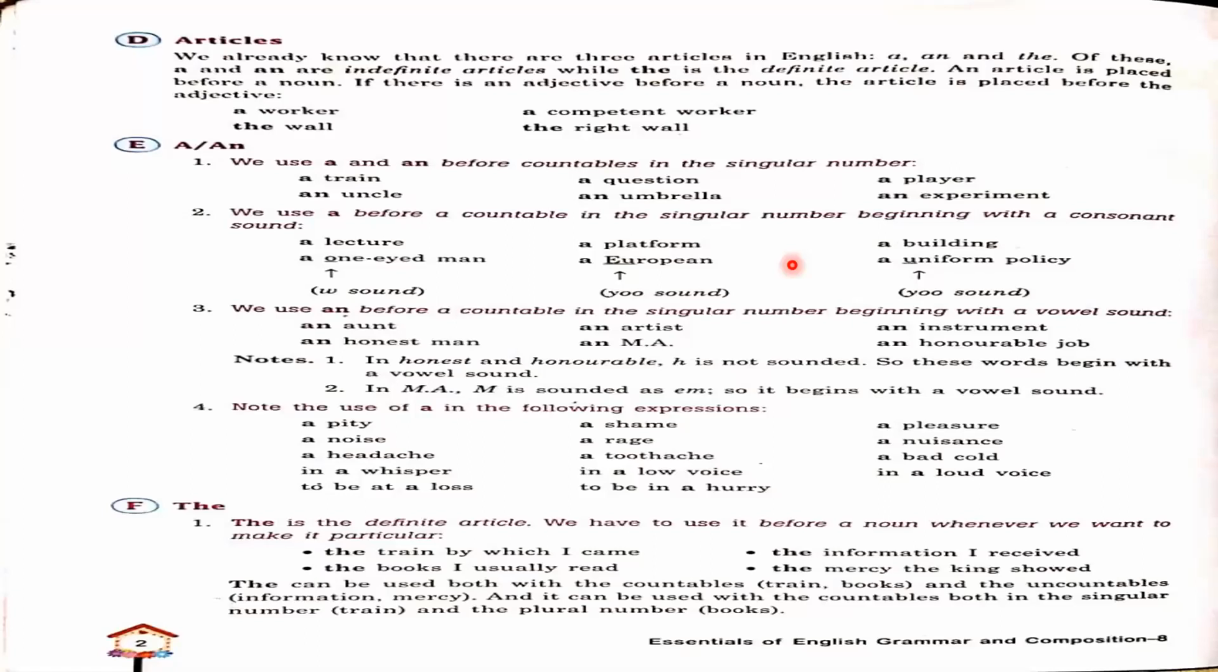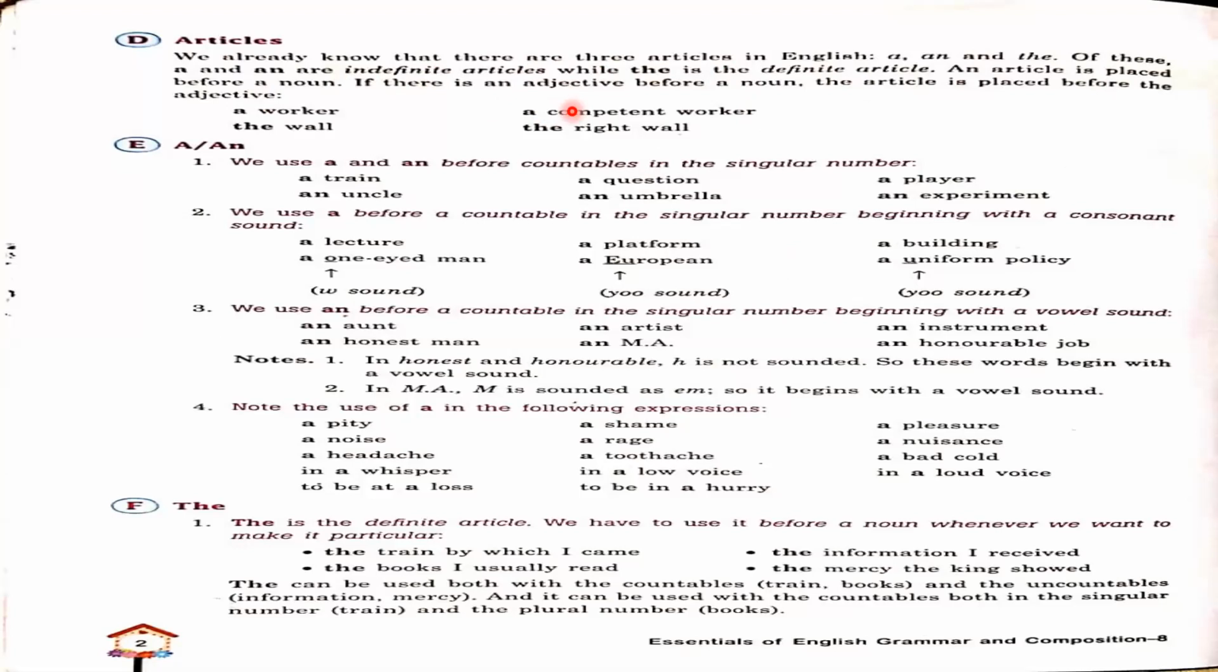So dear students, these are all the things we need to study, like articles. We already know that there are three articles in English: a, an, and the. These, a and an, are indefinite articles, while the is the definite article. An article is placed before a noun. If there is any adjective before a noun, the article is placed before the adjective.